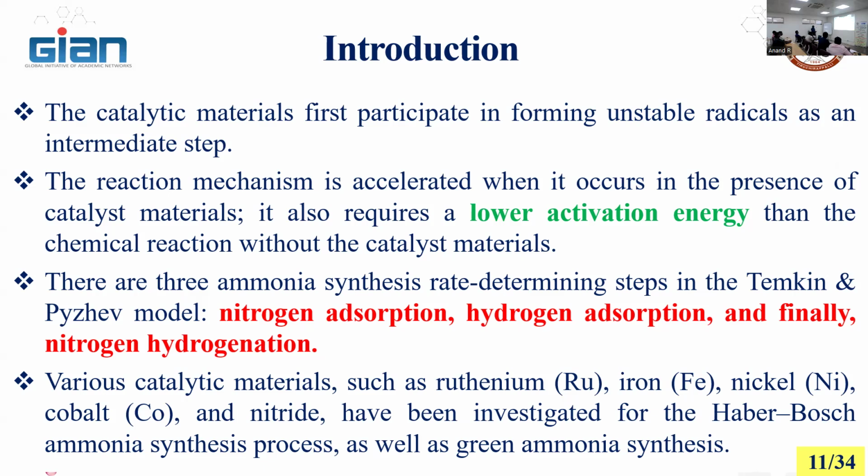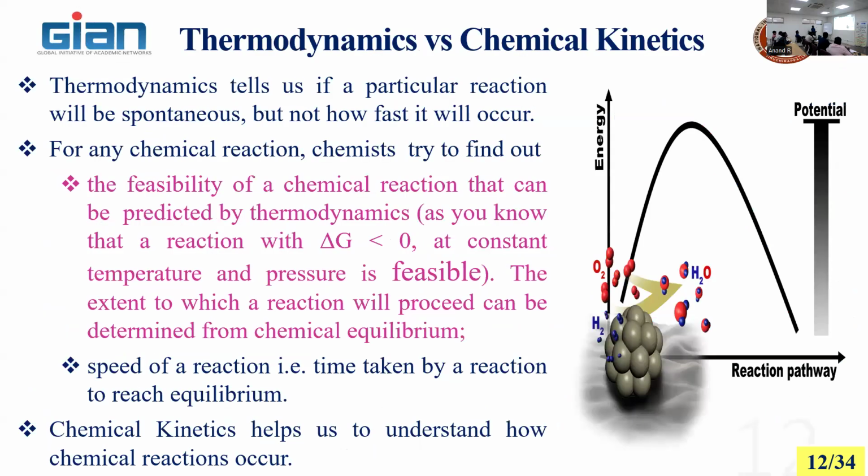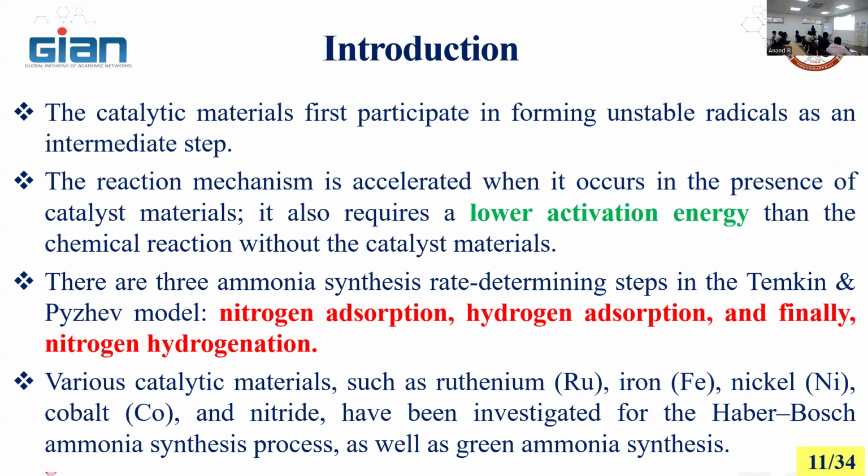So which catalysts are commercially available, particularly for ammonia formation and dissociation of ammonia? Ruthenium, iron, nickel, cobalt, and nitrides have been investigated for the Haber-Bosch ammonia synthesis process as well as green ammonia synthesis. These are already proven catalysts.